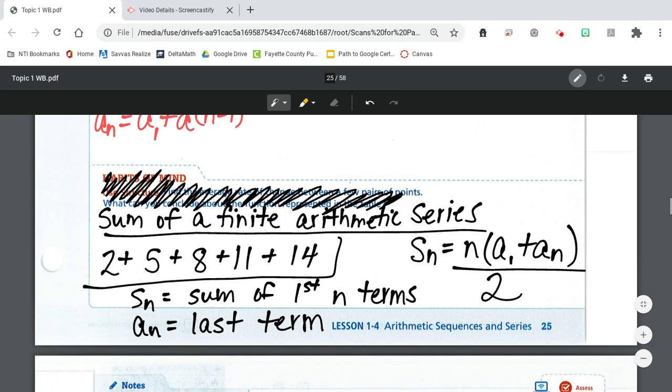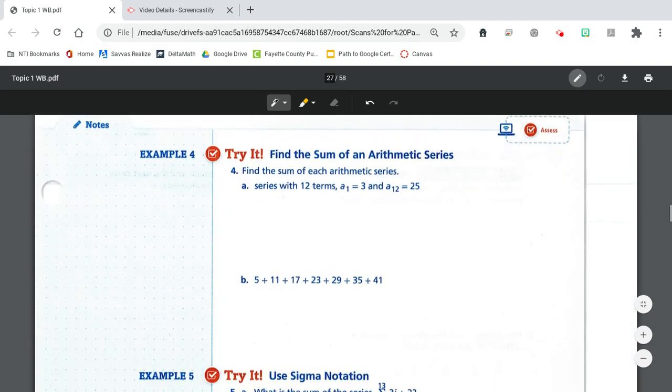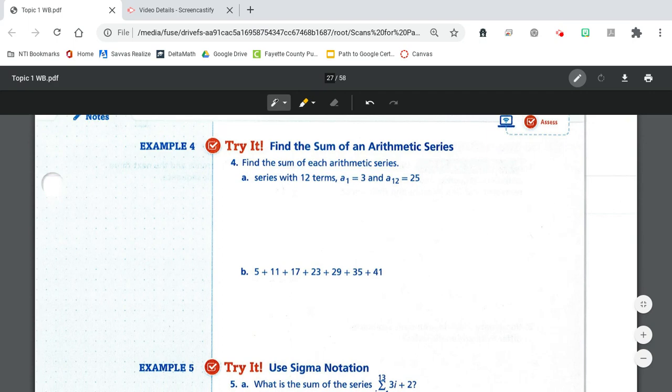So let's put this formula to work. Let's go to example 4. Find the sum of each arithmetic series. And again, I'll write that formula over here. When I ask for a sum, or whenever you have to add up a bunch of terms together, you're going to want to use this formula. S sub n equals n times a1 plus an, all over 2.